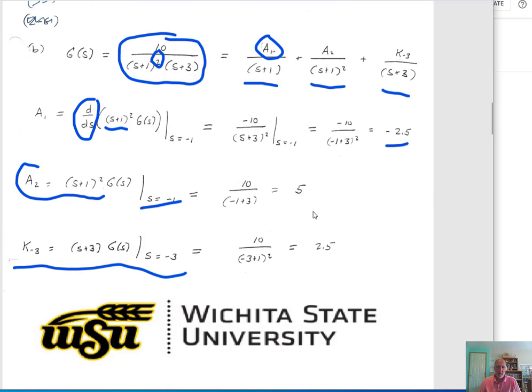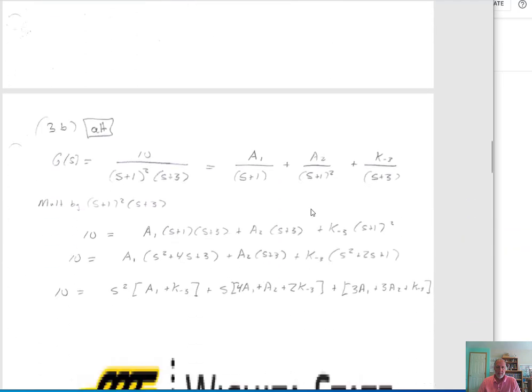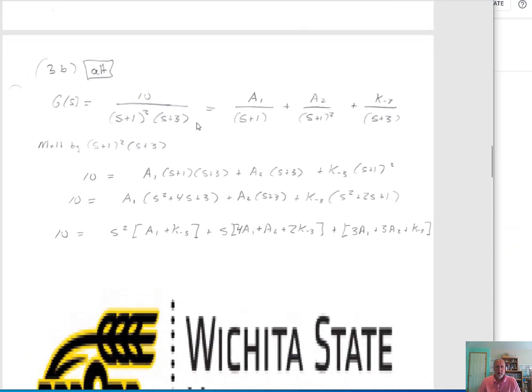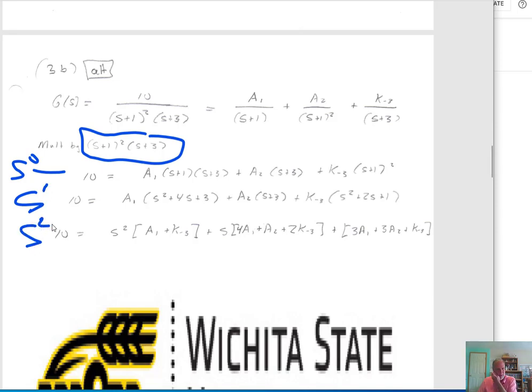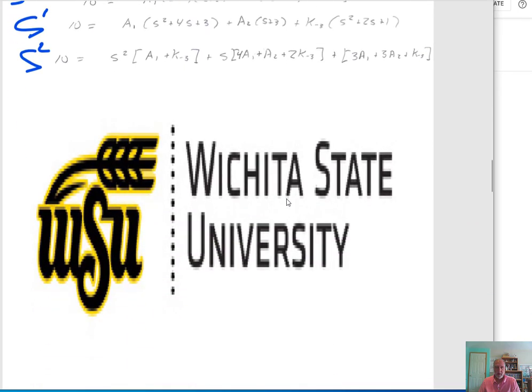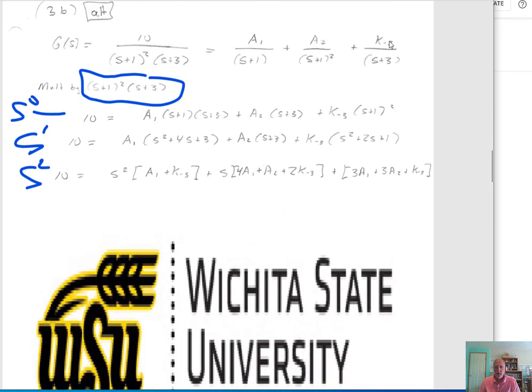A better way to solve this problem is the technique you probably learned in differential equations, where you simply multiply both sides by the entire denominator, and then you equate equal powers of s. So this is s to the 0 here, s to the 1, and s to the second power. So then you solve those 3 equations for the 3 unknowns, which takes a little bit of work, but it's more straightforward. Once you get the numbers for a1, a2, and k, then simply inverse Laplace.